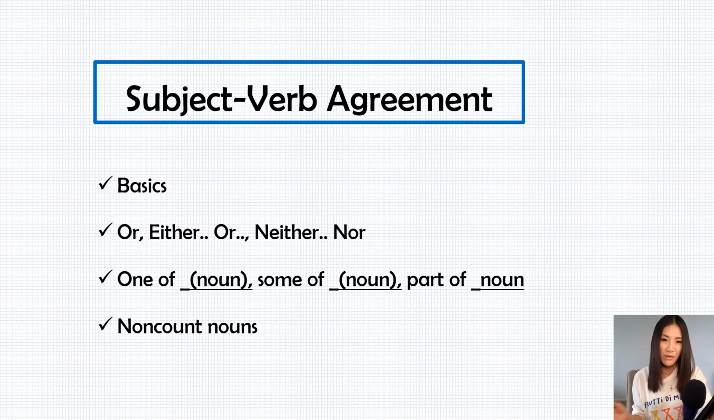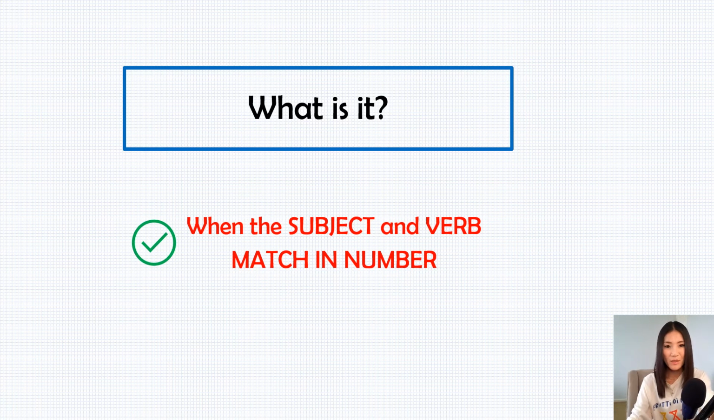You might think that subject-verb agreement is very simple and basic, and half the time it is. But the other half is very confusing. So today we'll first start off with just the basic rules, and then we'll talk about what verb to use when we have the words or, either or neither nor in the subject, and with phrases like one of something, some of something, which verb to use, and lastly, we'll talk about what verb to use when we're using non-count nouns as our subject.